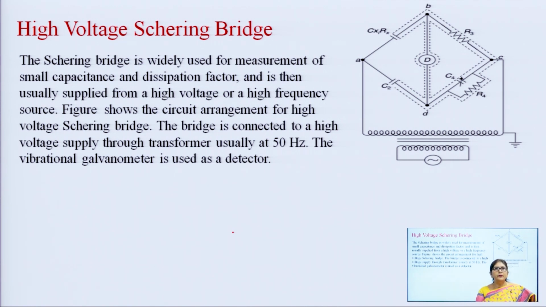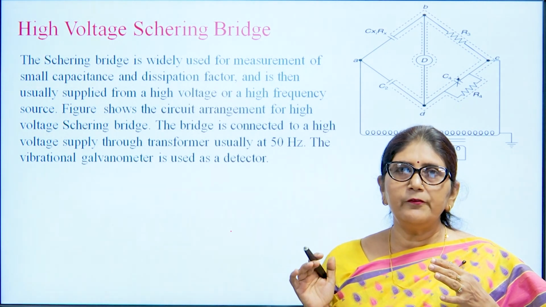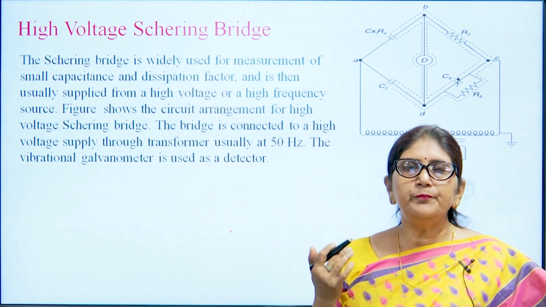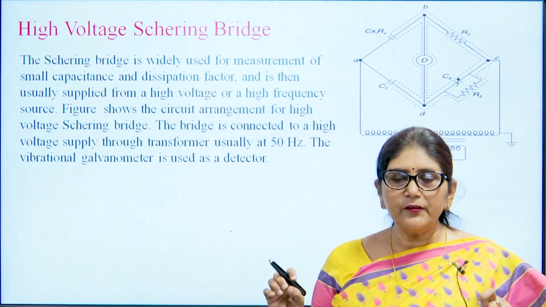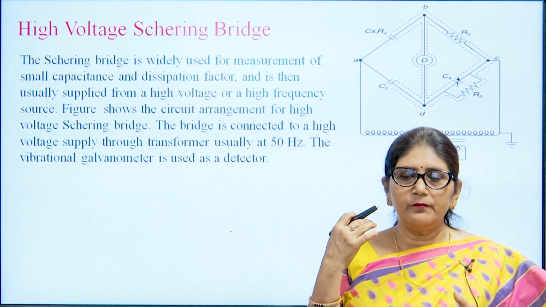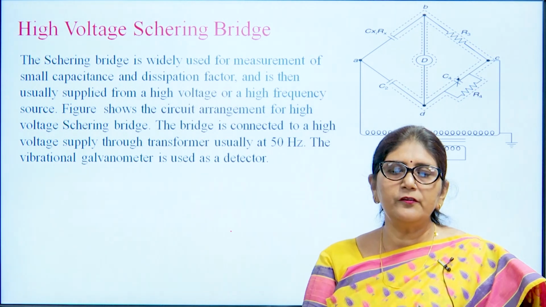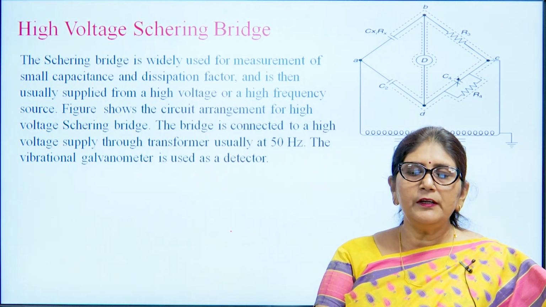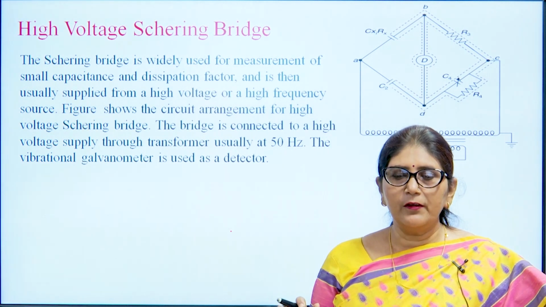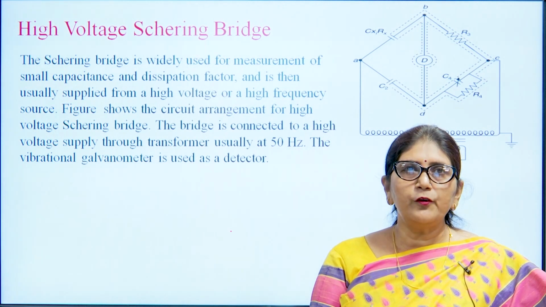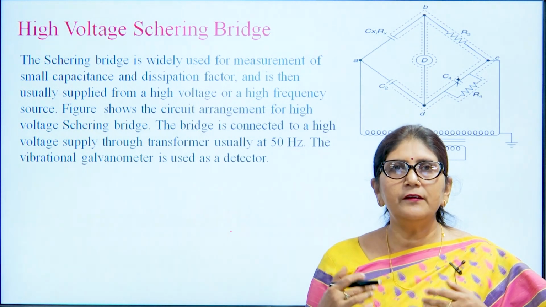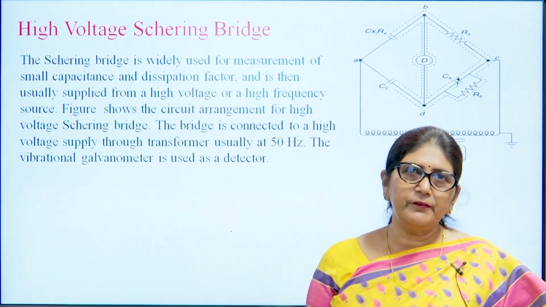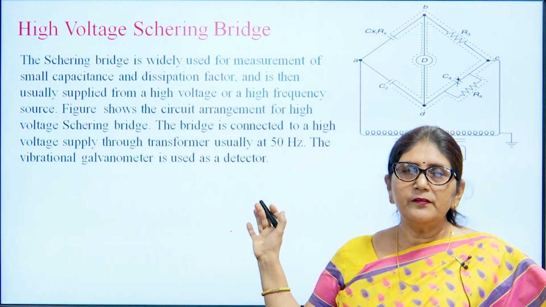Then the Schering bridge. For the measurement of small capacitance we use a Schering bridge, which operates at a very high voltage. In this we use a transformer with a high secondary winding so that it can increase the voltage at the input of the bridge, and we use the line frequency power signal in the transformer. So, a small capacitance with dissipation factor is usually supplied from a high voltage source. This is the circuit arrangement.